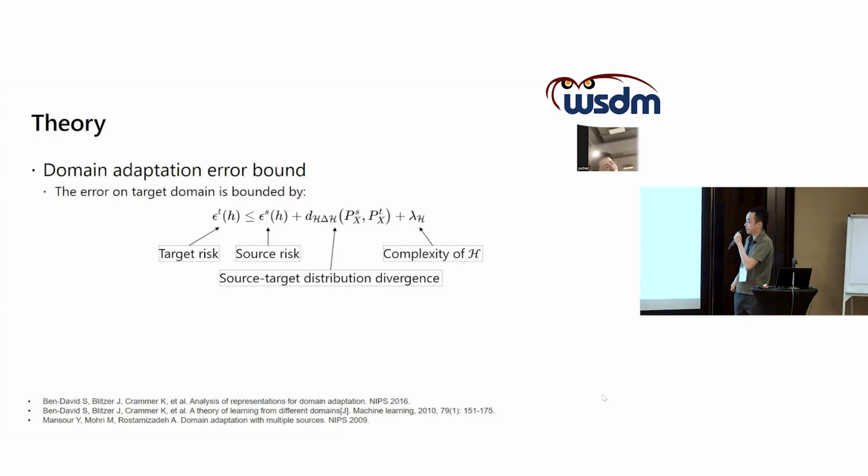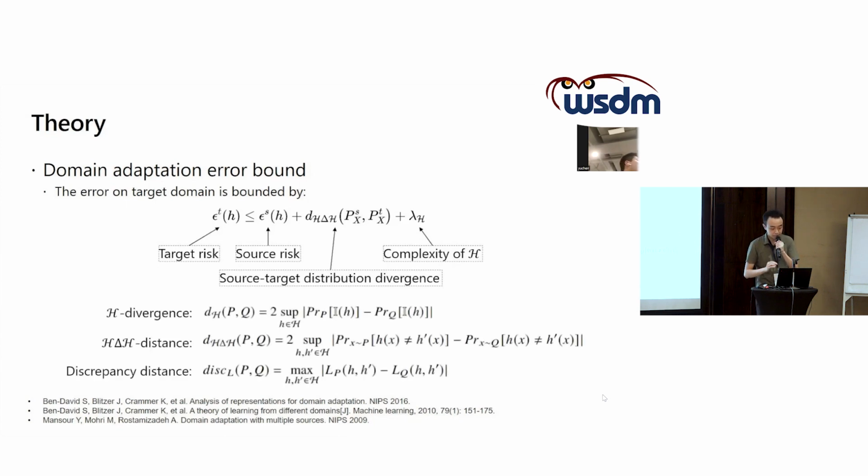As you can see, for domain adaptation, what researchers do is minimize the source risk, and meanwhile minimize the source-target distribution divergence. That's how many domain adaptation methods follow this pipeline, which is reasonable, because this pipeline is guided by the theoretical study.